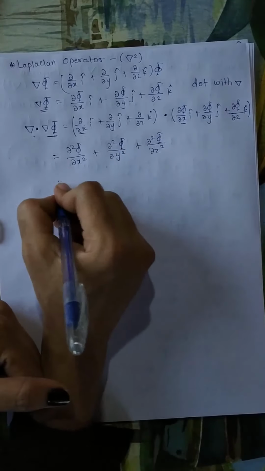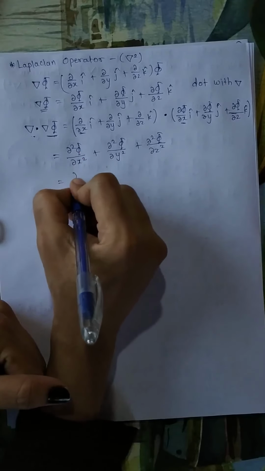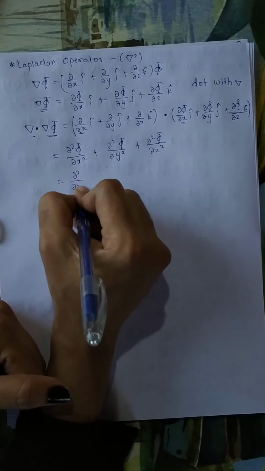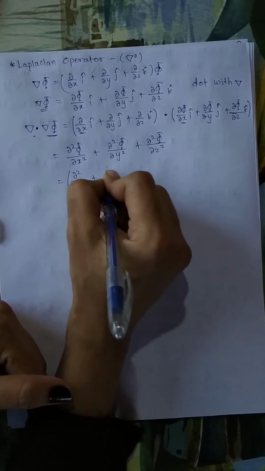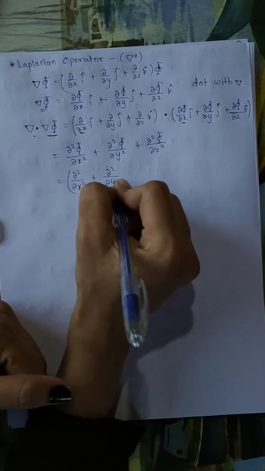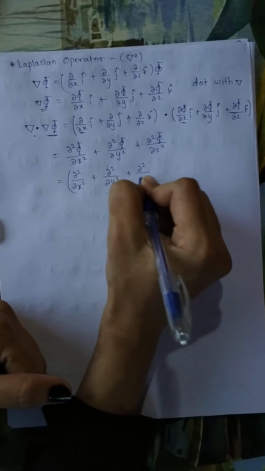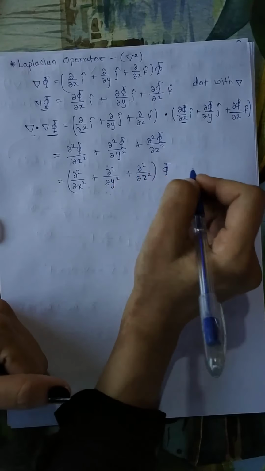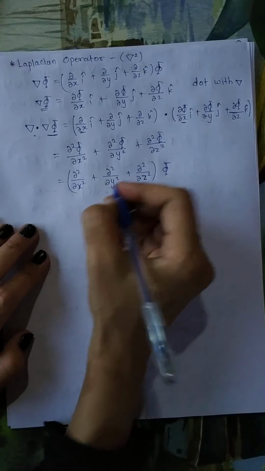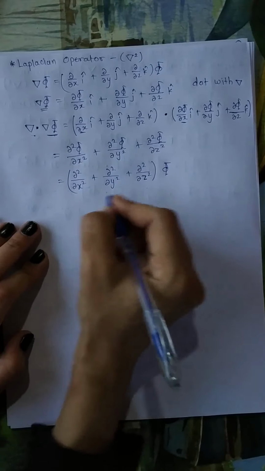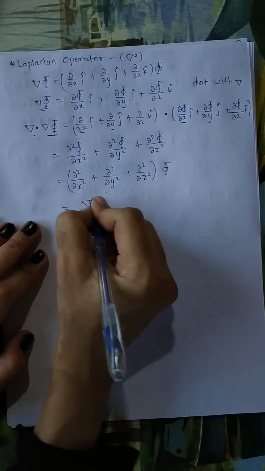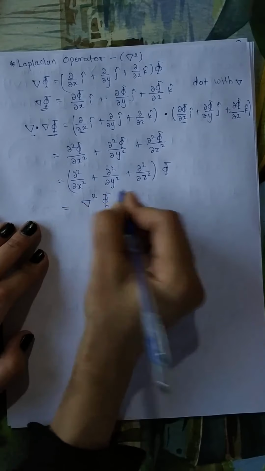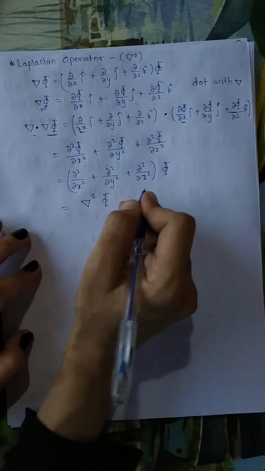Now here, if you took this scalar function outside, ∂²/∂x² + ∂²/∂y² + ∂²/∂z², and it is operated on phi. So this quantity which is inside the bracket, this whole is defined as del square, and phi as it is. So del square of phi.